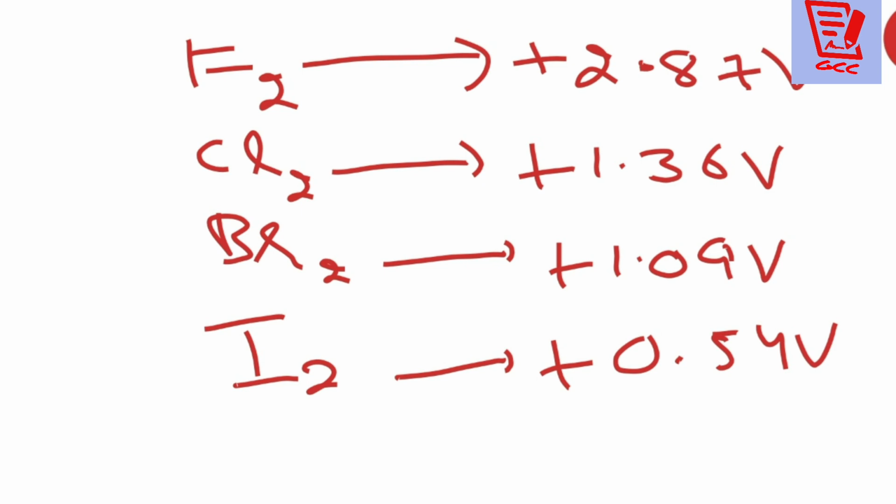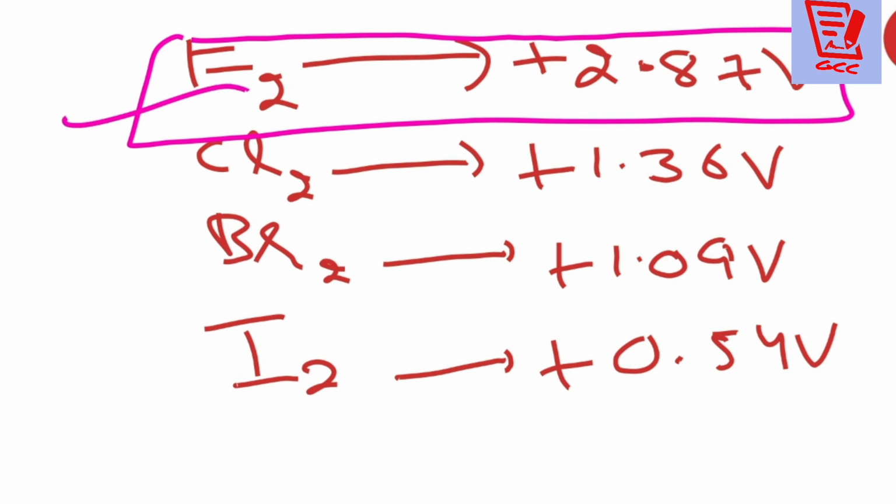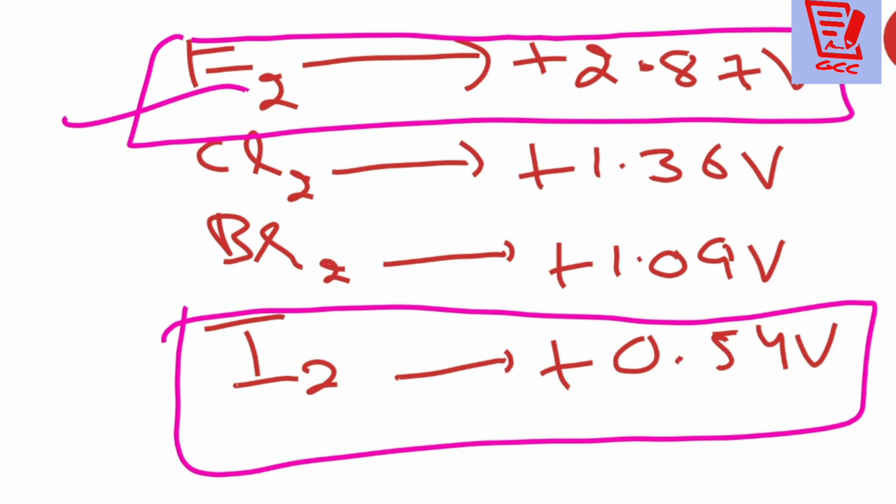Now you see, the highest positive value is where? The highest positive value is there only. That is why F2 is known as the strongest oxidizing agent, and I2 has the least reduction potential value, that is why it is known as the weakest oxidizing agent. Is that clear to all of you? Are you getting my point? So this is the way we can do these chemical properties. Next properties we will do in the next video.